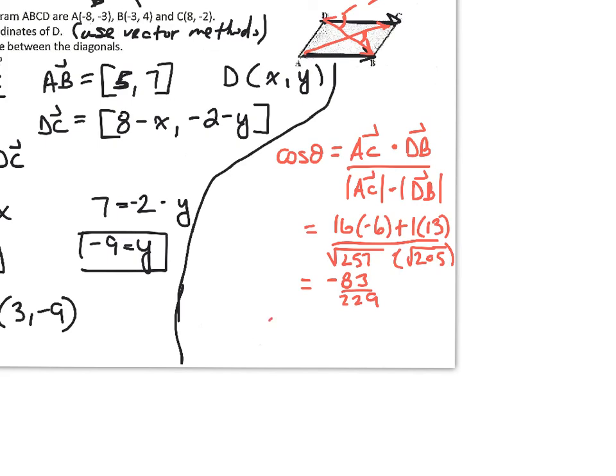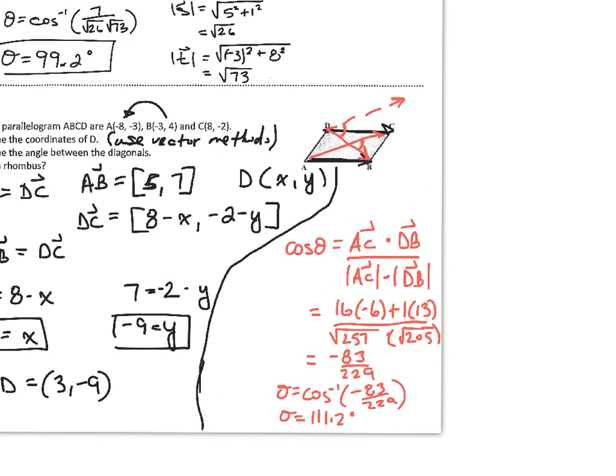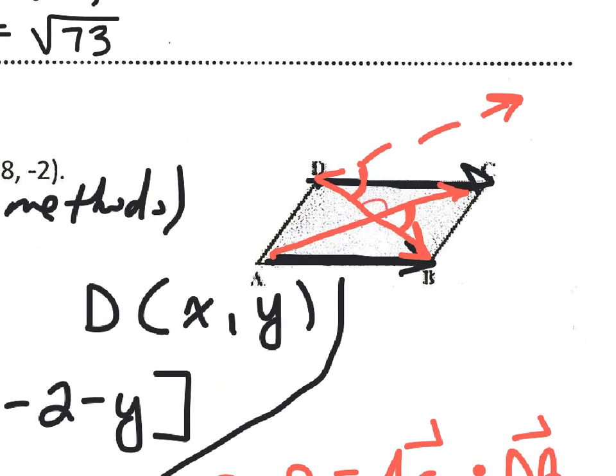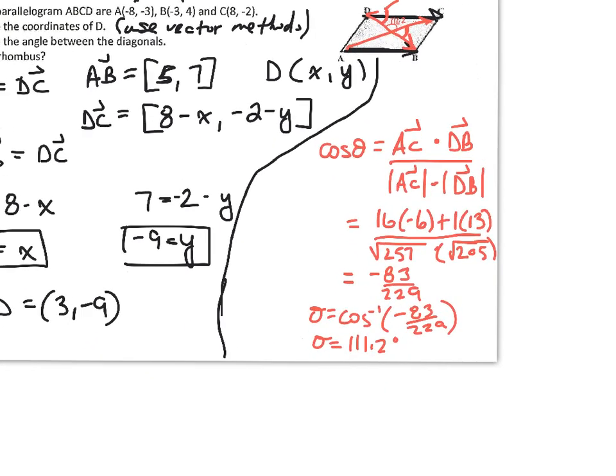Okay, and theta then is equal to cos inverse of that, which equals 111.2 degrees. Okay, so our angle in there, and when you're looking at the angles in there, we can zoom in on this part in here, and that'll be the 111.2. Okay, and then depending which angle they're asking for, you can find the 180 minus to find the other angle.